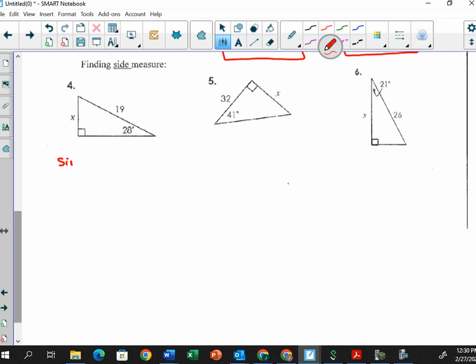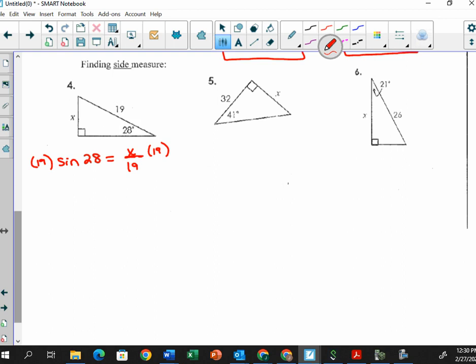So do you guys see that it would be sine of 28 equals x over 19? Okay, algebraically now, how do I solve for x? Multiply by 19. Because that's the angle you were given. No, we only use inverse when you're solving for an angle. We're solving for a side here, so you just key it in. You do 19 sine of 28.